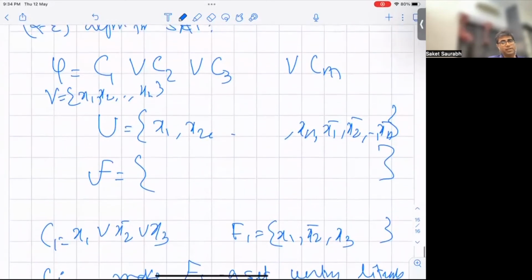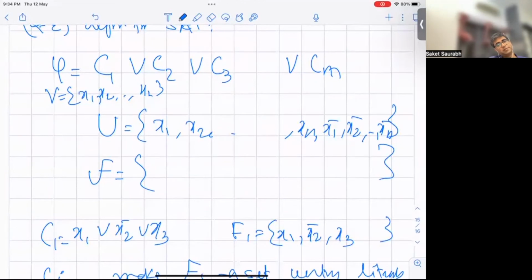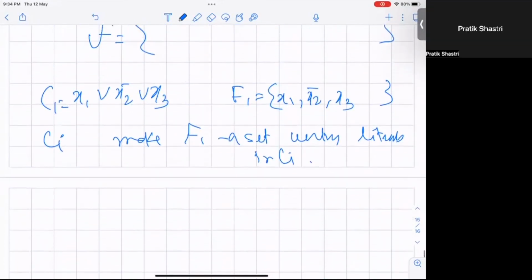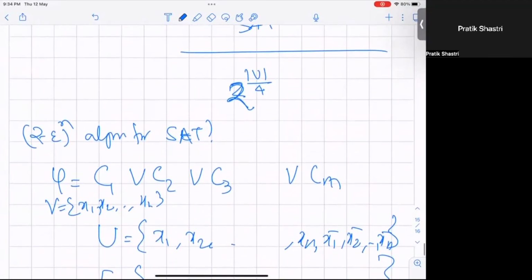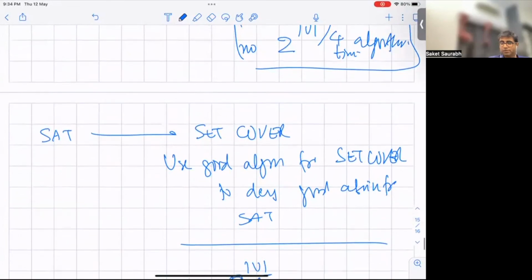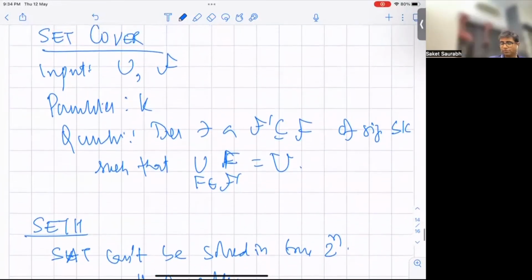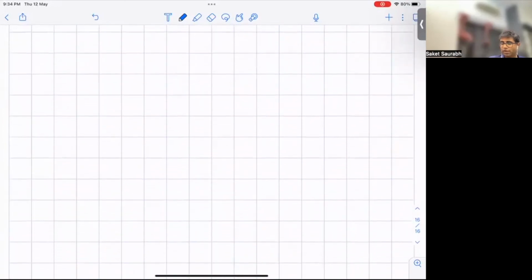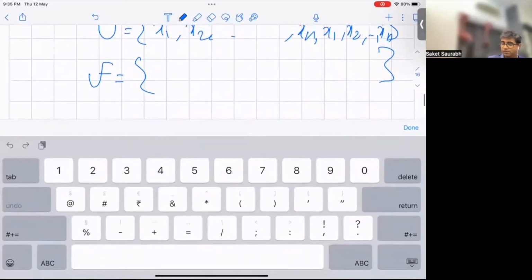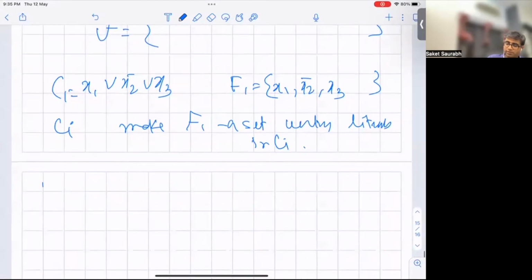Do you see the difficulty here? Looks like hitting set. Okay, so people are saying that set cover is not the right thing to do. They all are talking about something called hitting set. So what is hitting set? Let me write down hitting set.